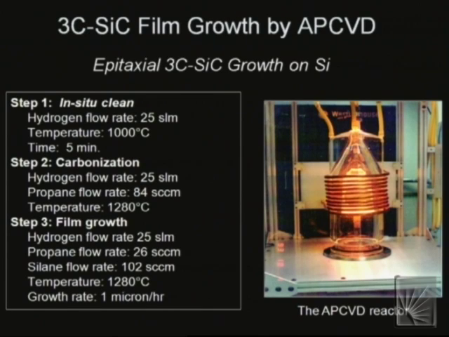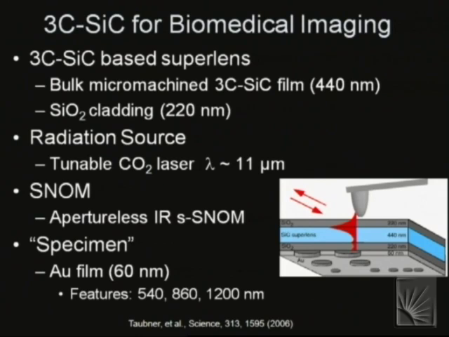How are we going to build the super lens? Well, we'll use Case's trademark film, which is this epitaxial 3C. The recipe hasn't changed since 1995, although the applications keep getting broader. It makes a very good film. We're going to construct the super lens from the silicon carbide film. In this case, it's submicron, 440 nanometers, clad with 220 nanometers of PECVD deposited silicon dioxide.